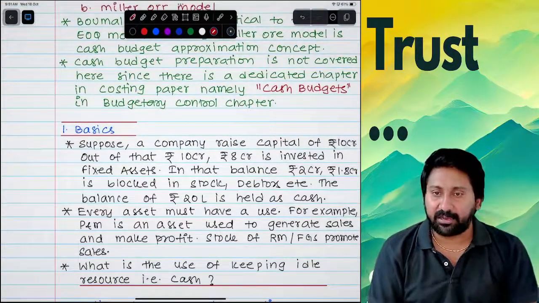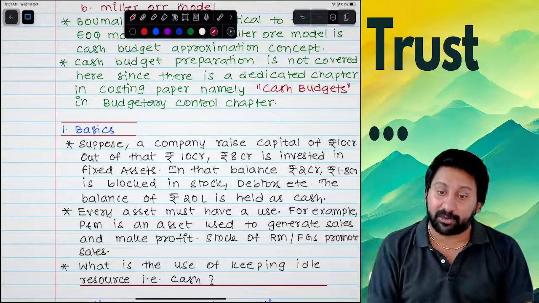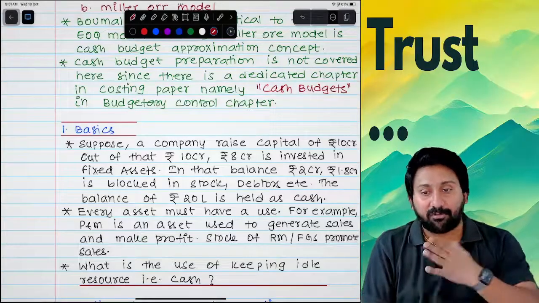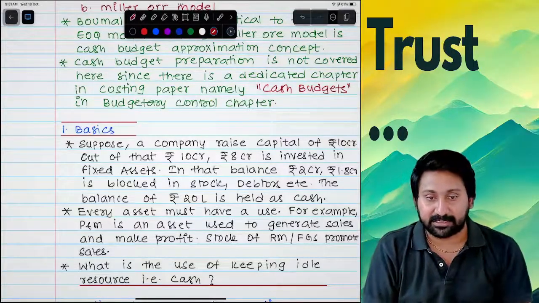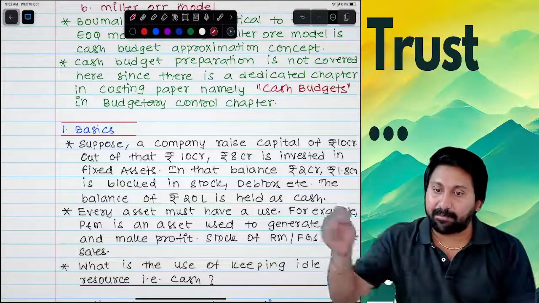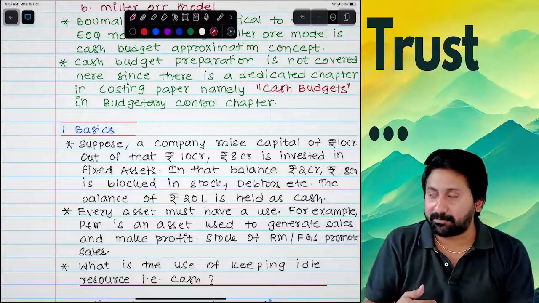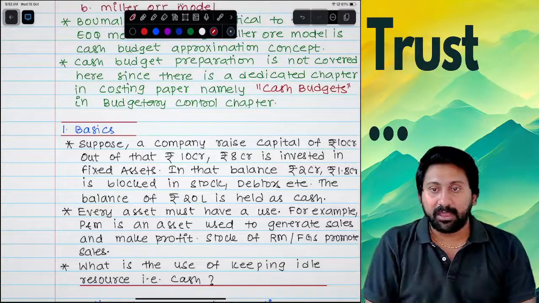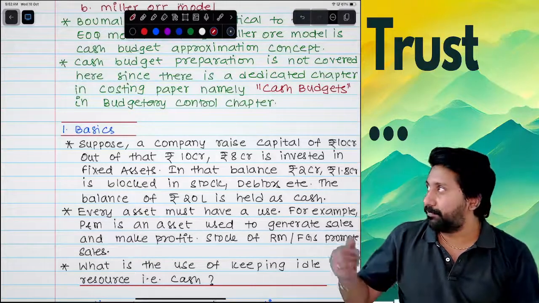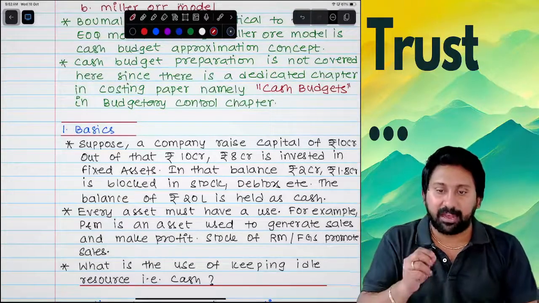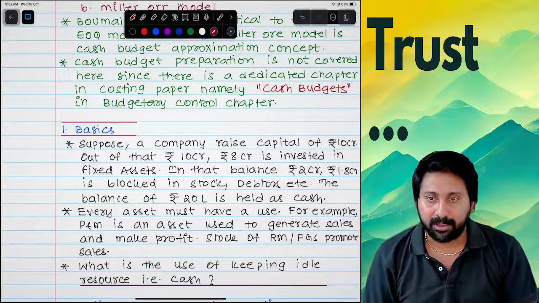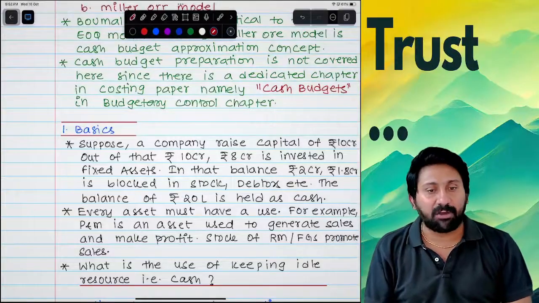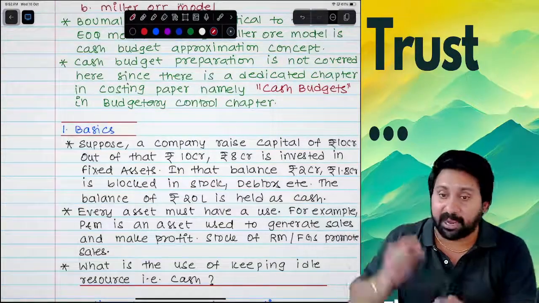Sometimes I have to receive cash from my debtors, and I have to pay to my creditors. These are my inflows and outflows. If I have to receive something, it is an inflow to me. If I have to pay someone, it is an outflow. Say, for example, 1 lakh inflow is there and 1 lakh outflow is there. With this 1 lakh inflow, I can pay the 1 lakh outflow.